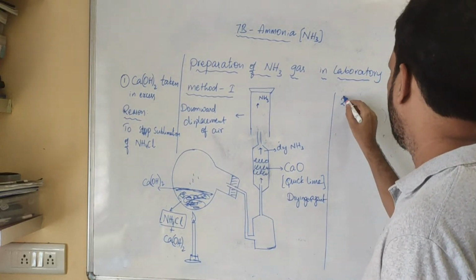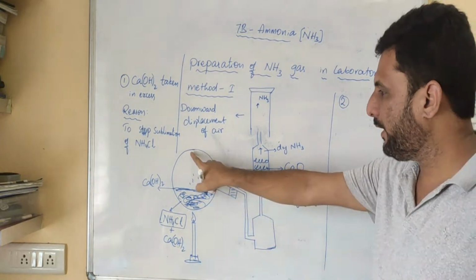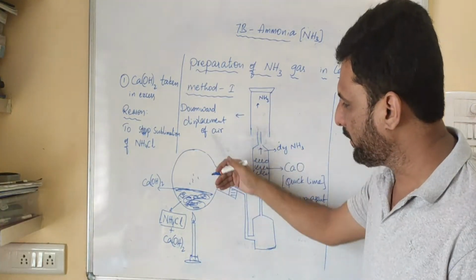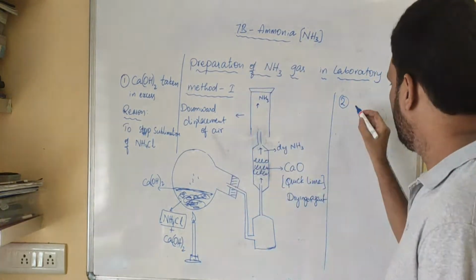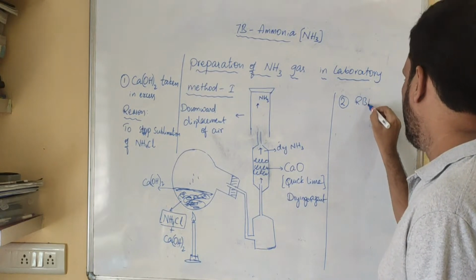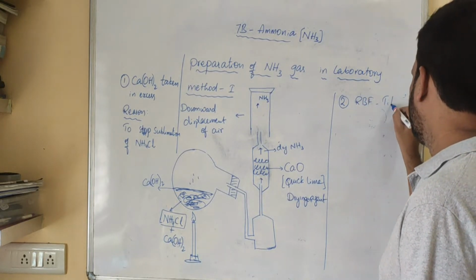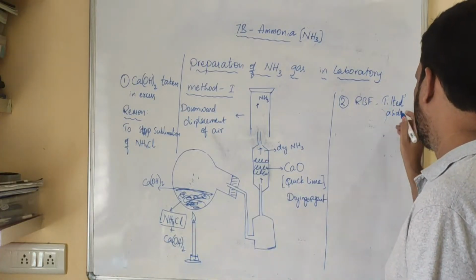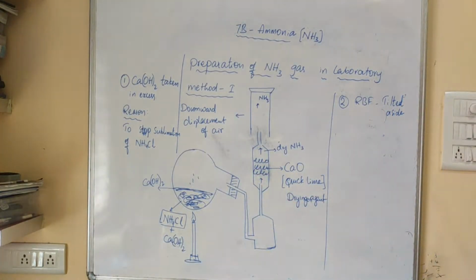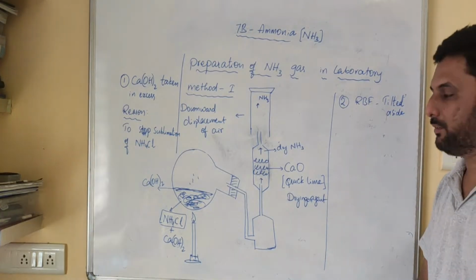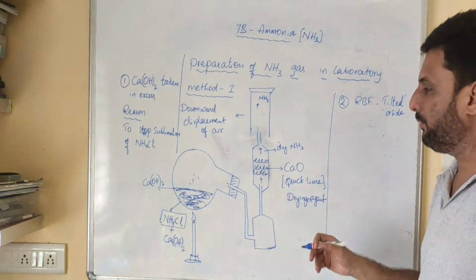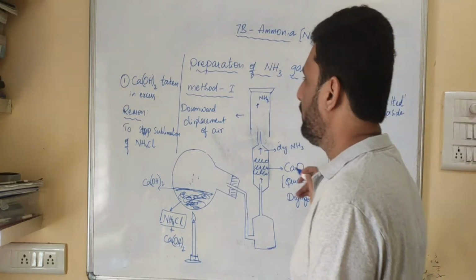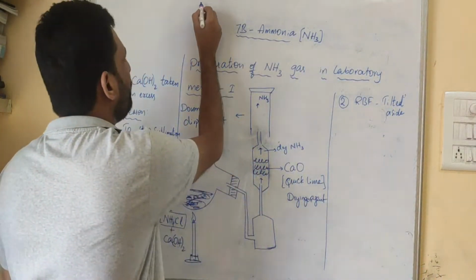Number 2. The round bottom flask which we have taken here is slightly tilted. It is not upright. Slightly tilted sideways. What is the reason for that? Why is it tilted sideways? Let us take the round bottom flask upright.